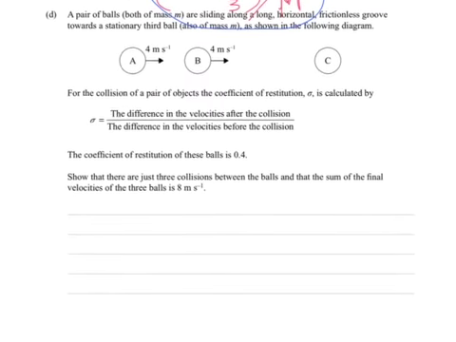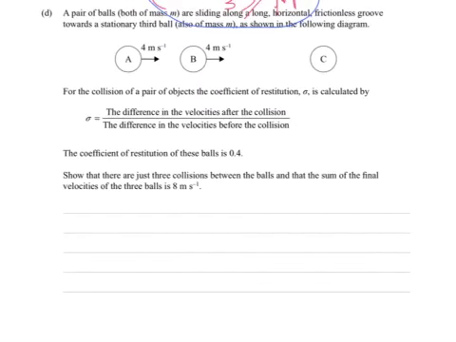That's the trick. Okay, D, a pair of balls. This one's interesting. A pair of balls, sliding along a long horizontal frictionless groove, so we're not losing any energy due to friction, towards a stationary third ball, also of mass m, as shown in the following diagram.